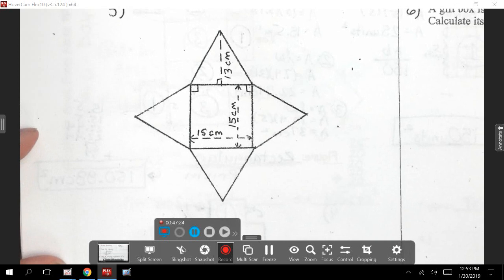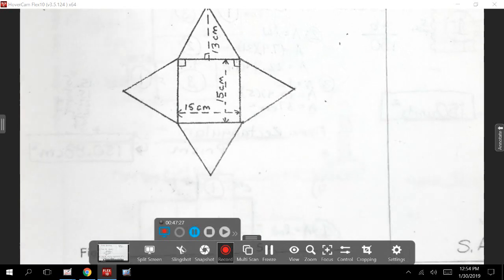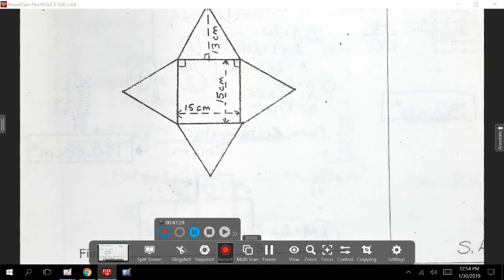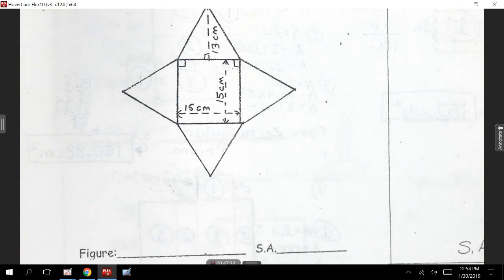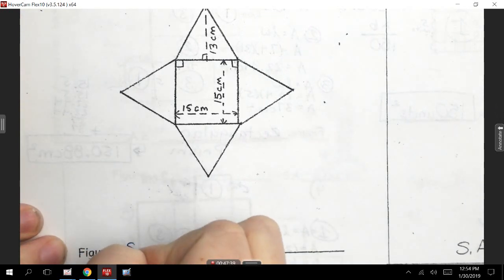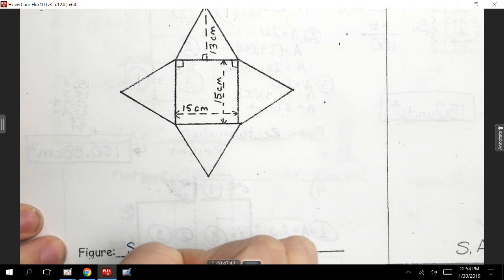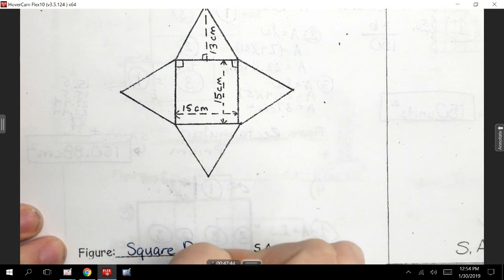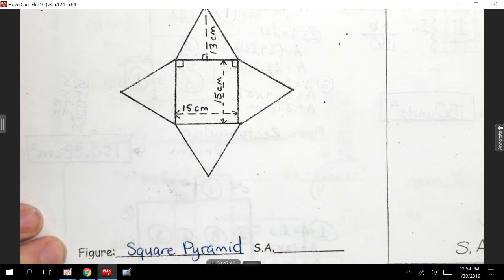All right, so on the back, when I'm looking at this shape, and I just realized that this is showing up still in the way. There we go. All right, so naming the figure. We have all those triangles going around that are going to make a point. So that gives me my square, since it's a square in the center, and it's a pyramid. All right, so I have a square pyramid there.